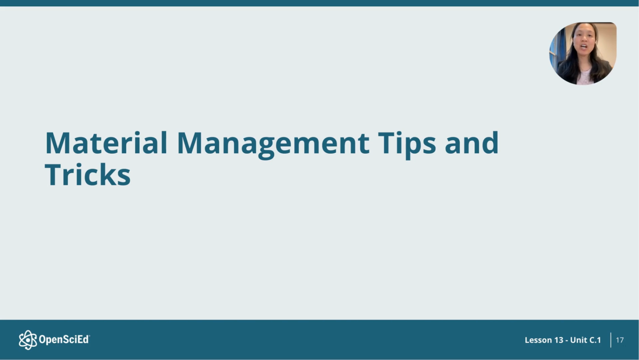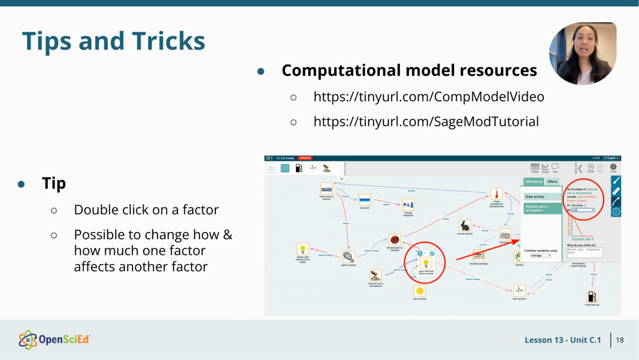Okay, let me share a couple of strategies for this lesson. As I mentioned previously, the introduction to the computational model video shows how to test the model by changing one or more of the model's independent variables. To test their questions, students could learn how to add one or more factors into their model as independent variables. I have provided a tiny URL link to the Sage Modeler tutorial if you're interested in teaching students how to do this.